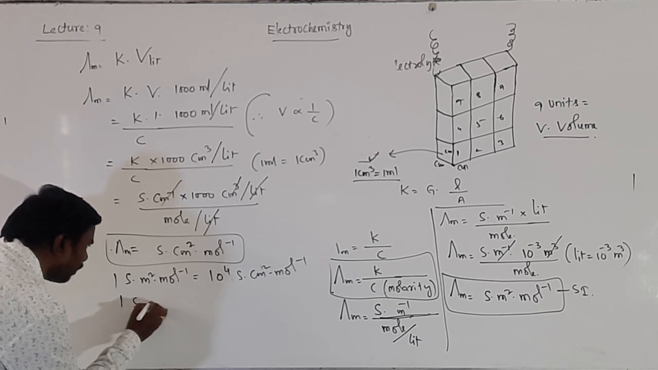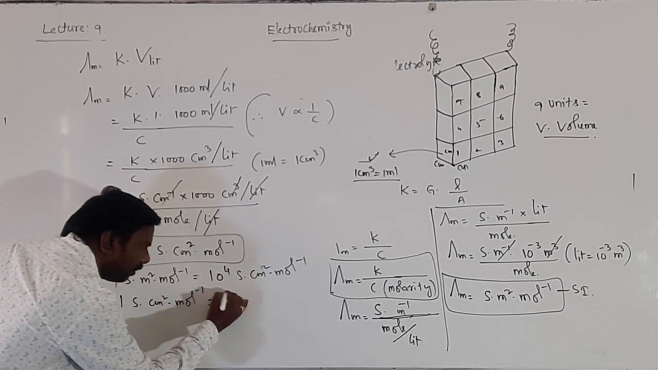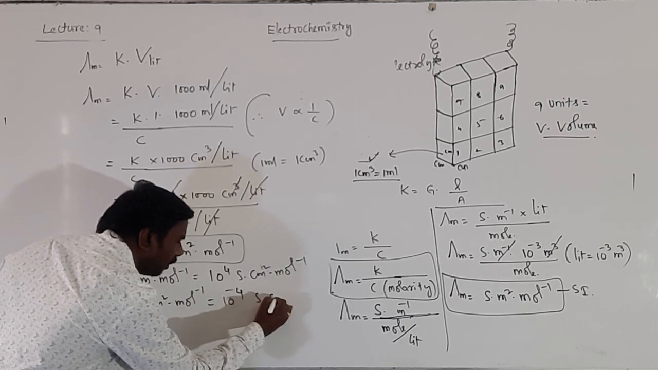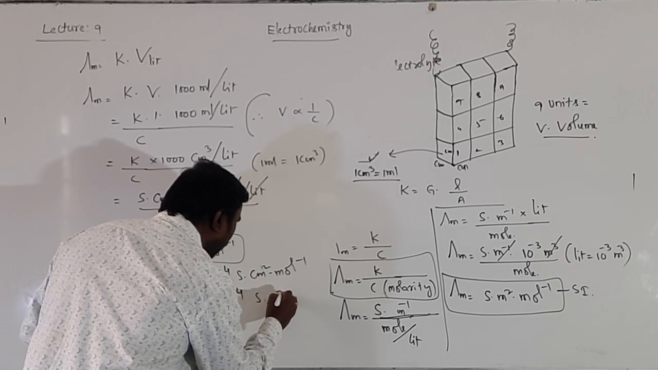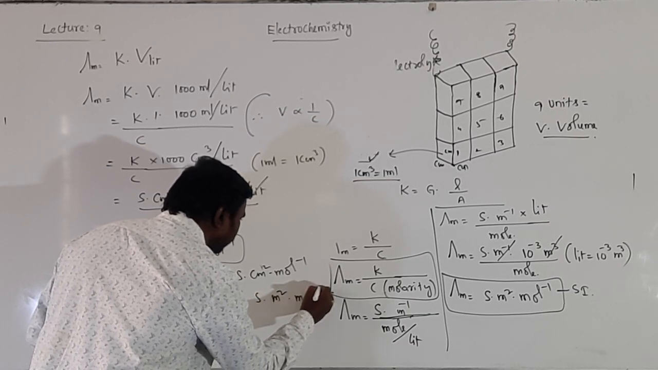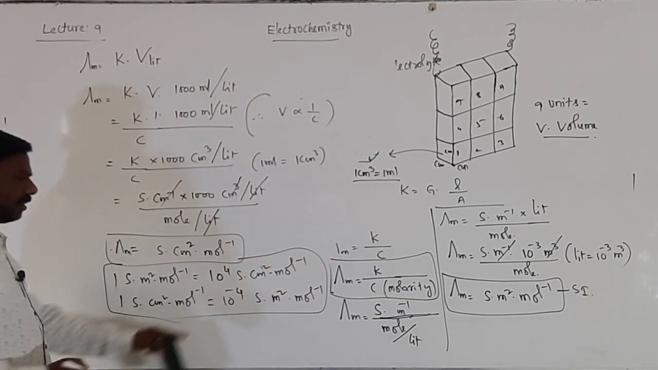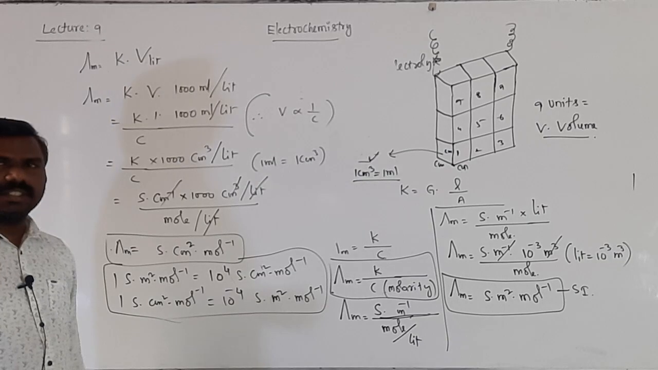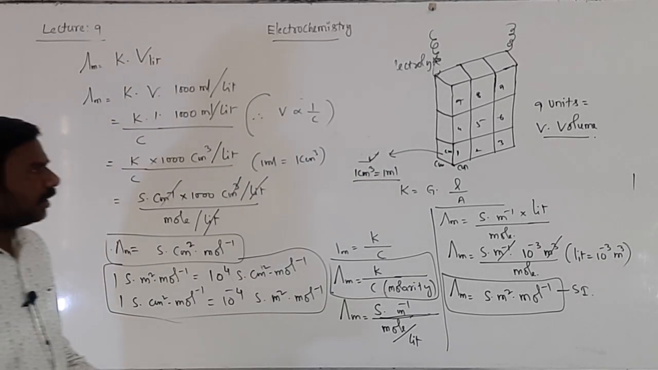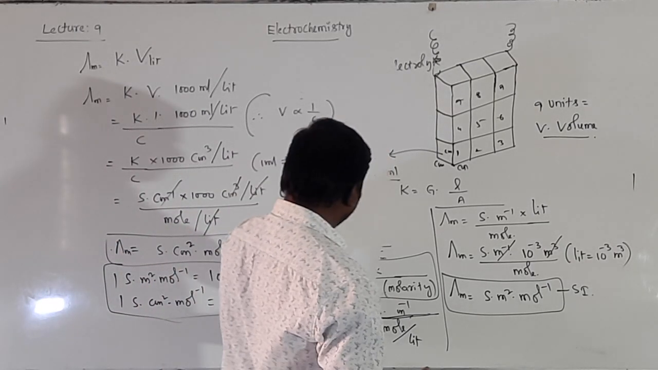Similarly, reverse, 1 Siemens centimeter square mole inverse is equal to 10 to the power of minus 4 Siemens meter square mole inverse. Centimeter into meter means 10 to the power of minus 2, centimeter square means 10 to the power of minus 4 it is. Conversion is very, very important. Formula is very, very important, students, to solve problems.